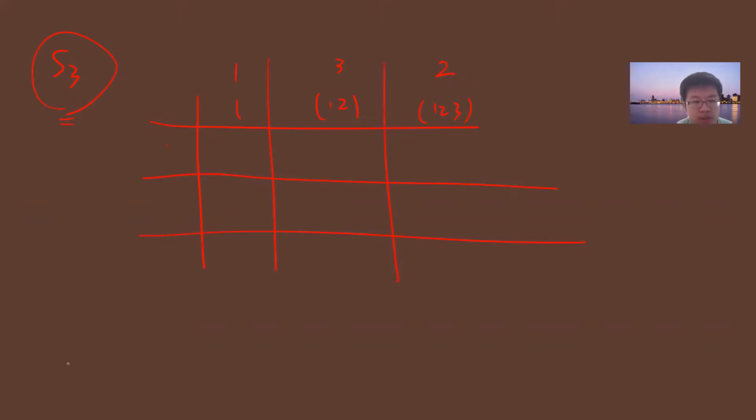Okay, so the character table for S3 should be very simple, right? We have the trivial class 1, and the class of (1 2), and the class of (1 2 3). The class of (1 2) has 3 elements, and the class of (1 2 3) has 2, because it has (1 2 3) and (1 3 2). Remember, in group theory, we know that the conjugacy classes are just the different partitions, the number of partitions. And we have 3 irreducible representations. So let's find out the characters.